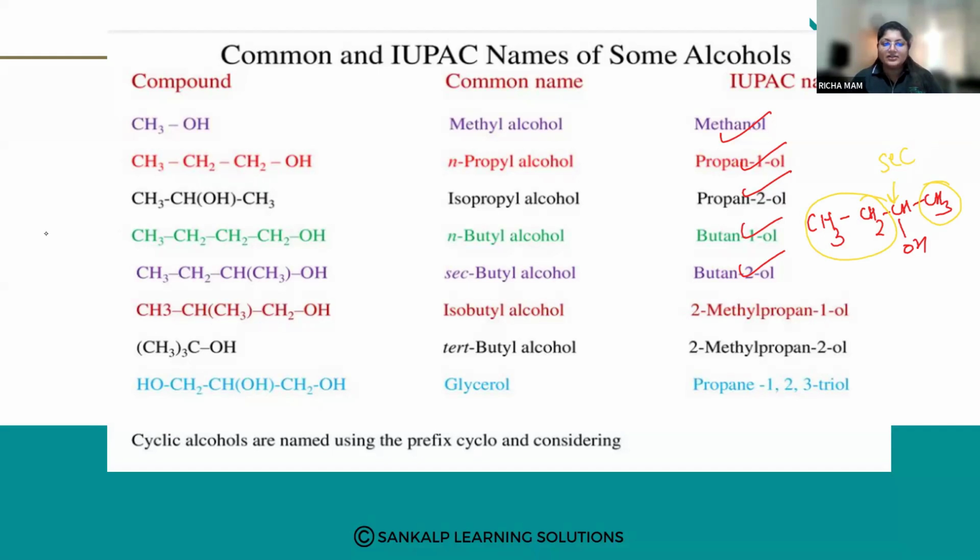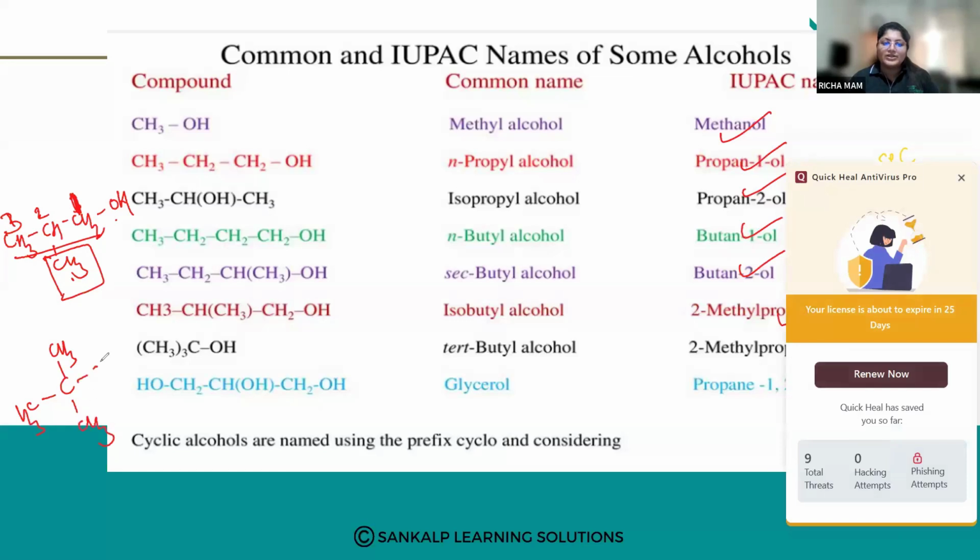Then here you see the next one: CH3CH(CH3)CH2OH. How are you going to name this? 1, 2 and 3. This is a substituent, so I'm going to name it as 2-methylpropane-1-ol. Similarly, C(CH3)3OH.